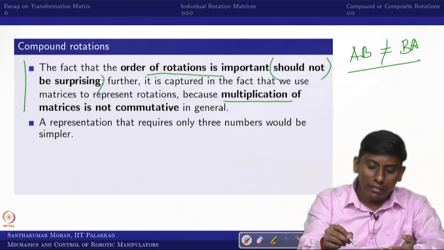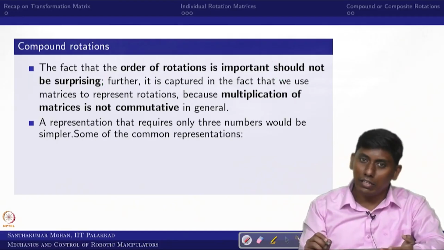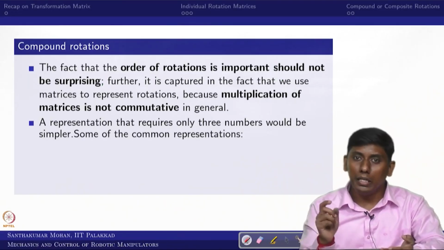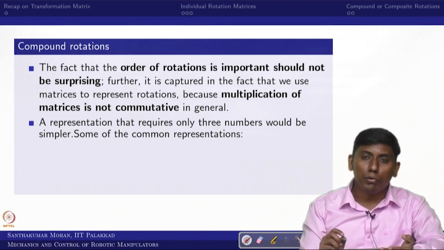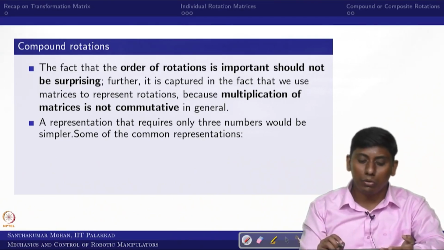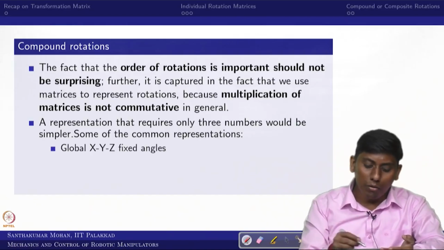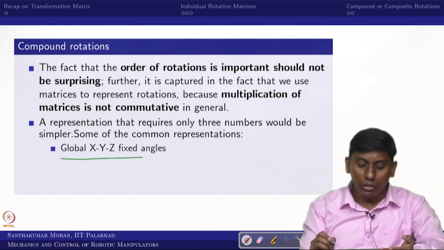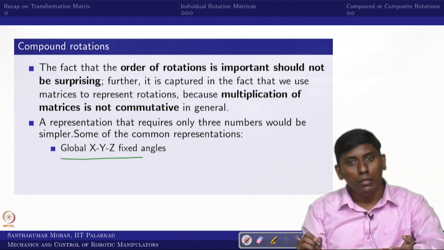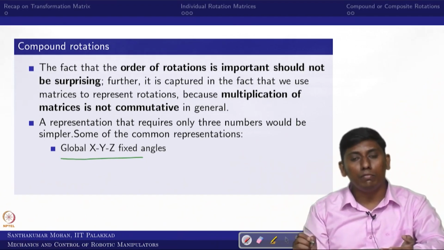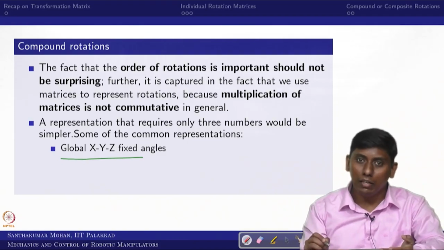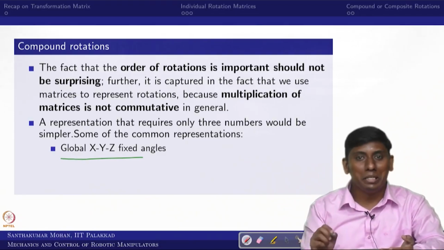So if that is the case, one can see there are several common representations, and we would be using 2 of them, which we would address here. Before that, we will see the general compound or composite rotation representations. One is what we call global XYZ, in the sense of a global roll pitch yaw. Usually we call roll pitch yaw with respect to the mobile frame, but here it is what we call fixed angle, so you would be rotating with respect to the inertial frame.